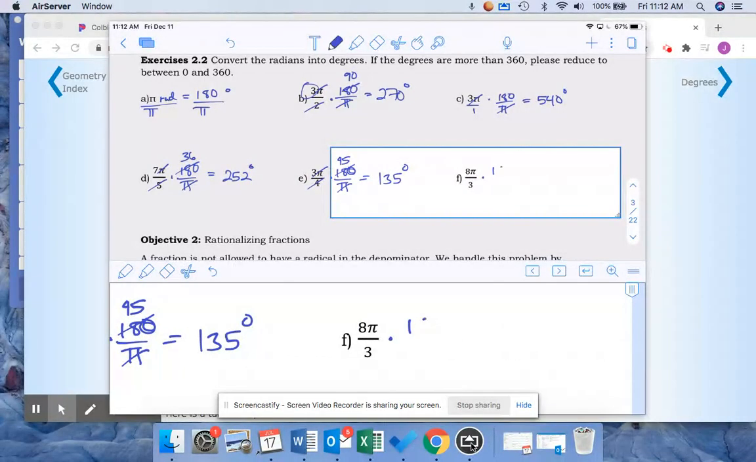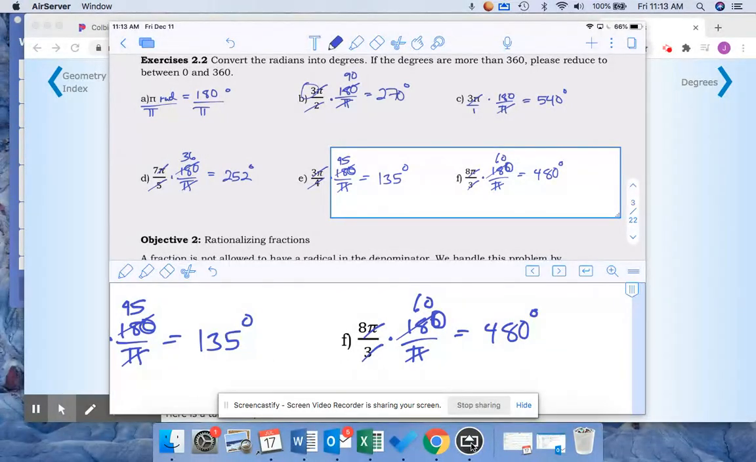And last but not least, once again, 180 over pi. Pardon me, that should have been a 0. Pi's cancel. 3 goes into 18, and so 3 will definitely go into 180. We'll get 60 here. And it looks like we have 480 degrees, which is okay. It just means we're over a circle again.